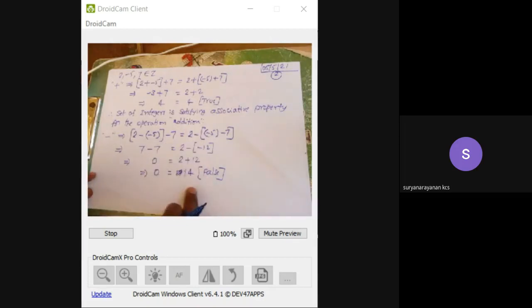Then what will you conclude here? Here we got a false statement. Both sides are not equal. We did not get the same numbers on both sides. Then what will you conclude here? Sir, it is not associative property. So the set of integers is not satisfying associative.